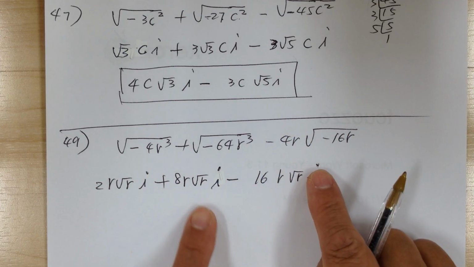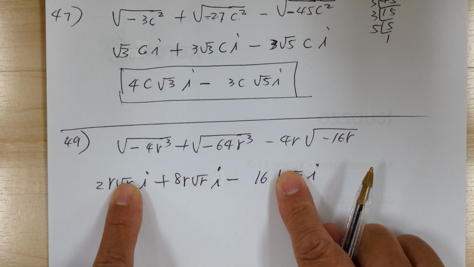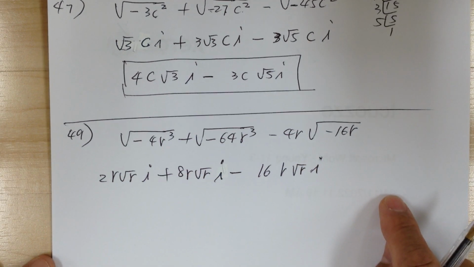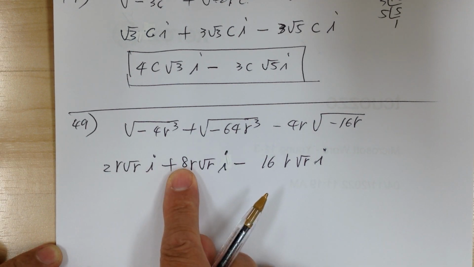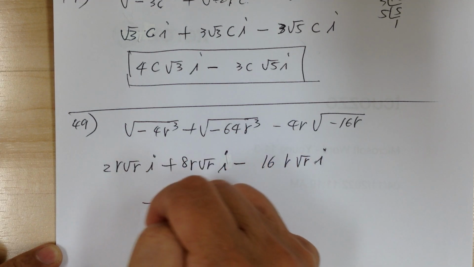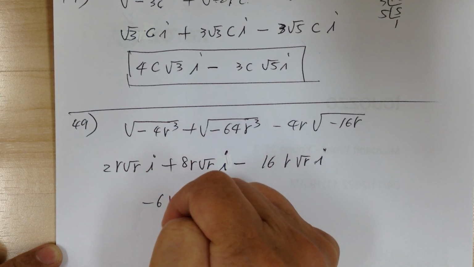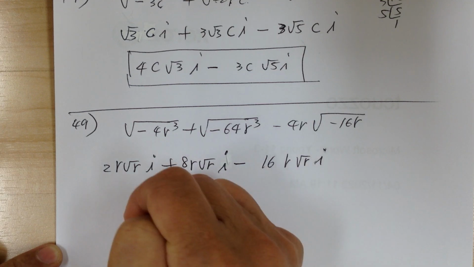Okay, so now if you look at all the variable parts, they are all the same. So these are like terms, and all you have to do is just combine the coefficients. So 2 plus 8 is 10, minus 16 is negative 6, and so negative 6r square root of r i.